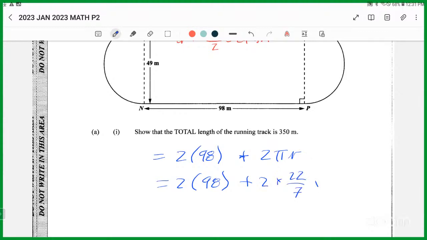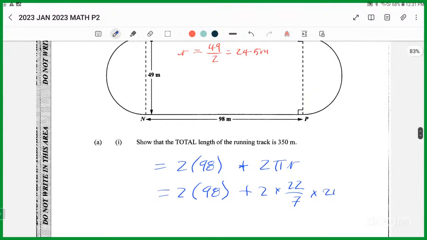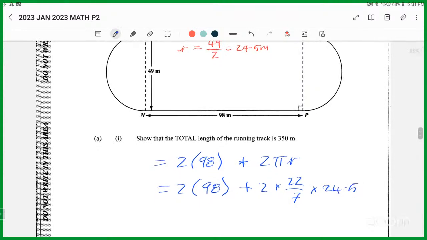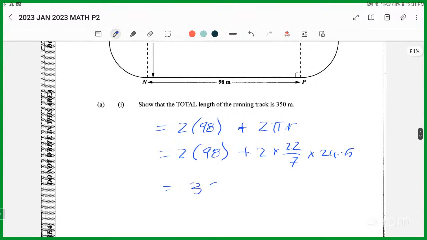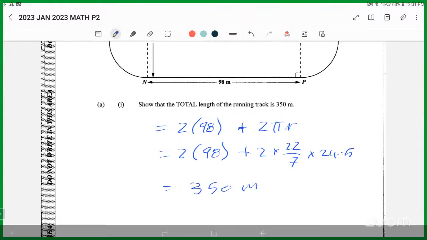2/7 and 24.5. That's supposed to give you... Let's see what it is.